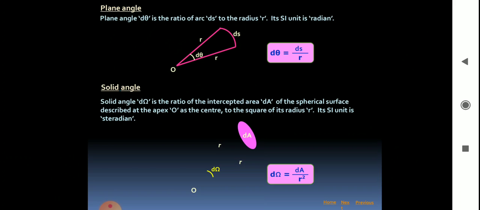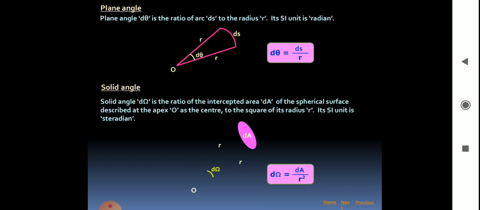So plane angle d theta is a ratio of arc to the radius. Its SI unit for a plane angle is radian. Radian is used to measure a plane angle.